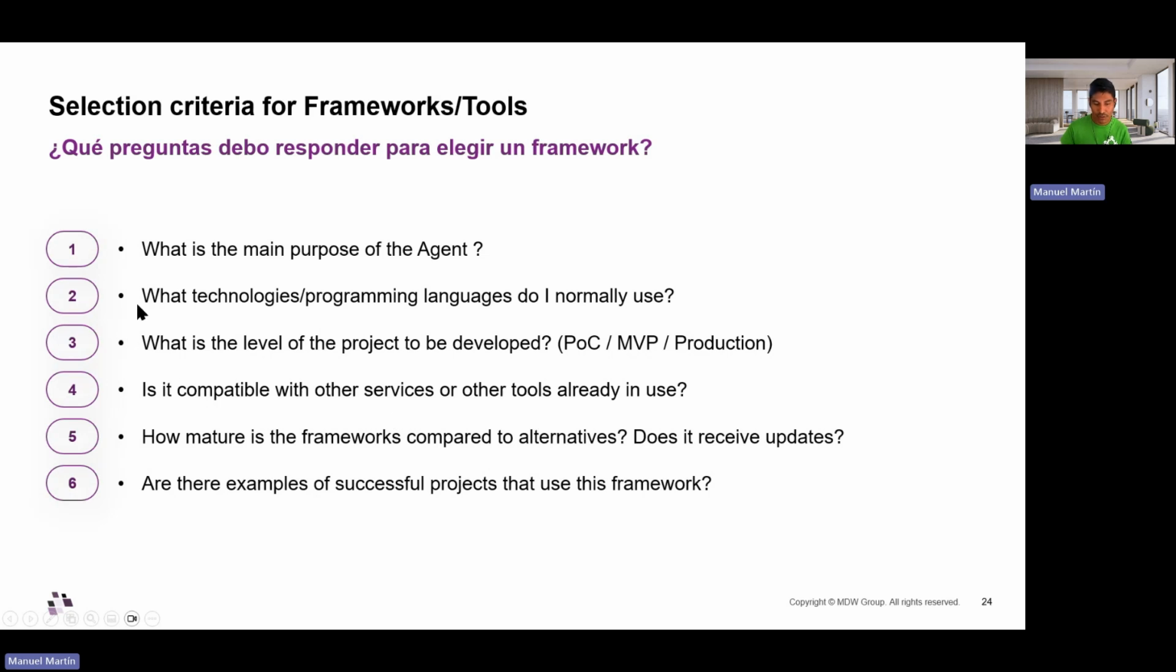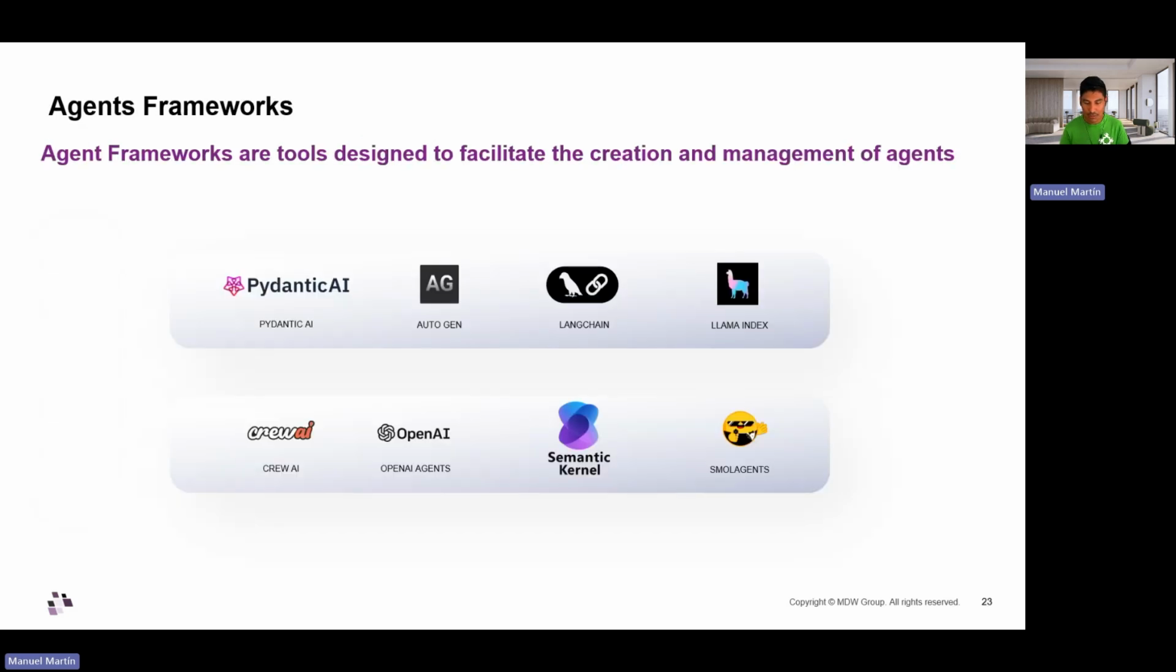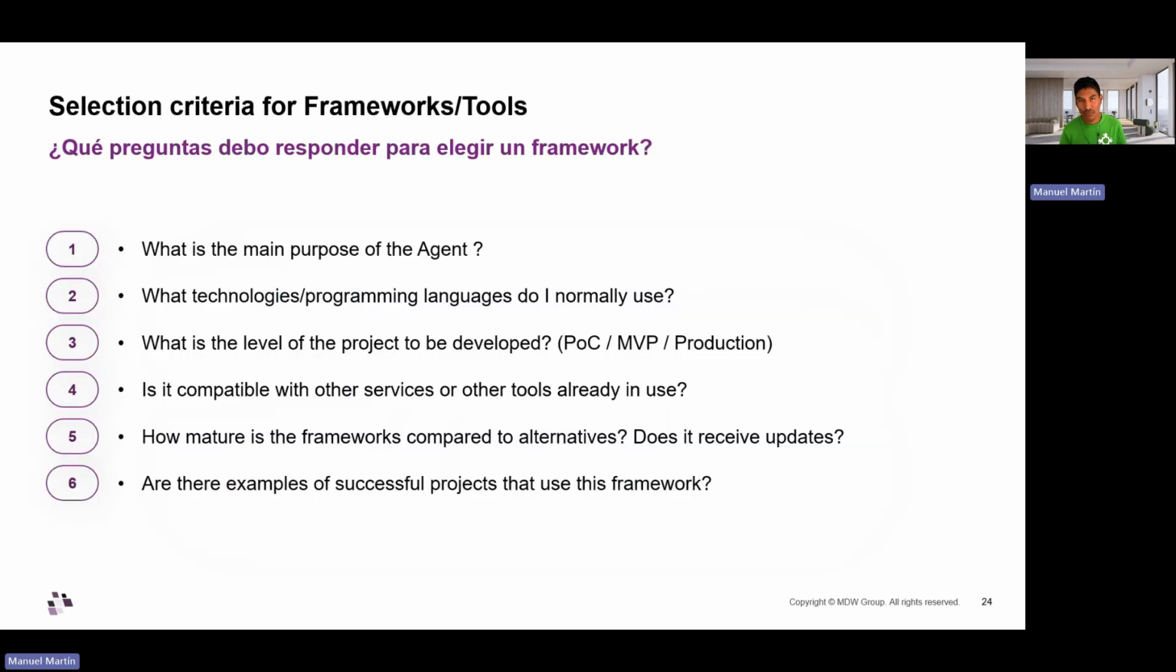It's compatible with other services. This is quite related with the second one. How mature is the framework compared with other alternatives, and what is the frequency of the updates of those frameworks? Well, the interesting answer here is that most of the frameworks are in an early stage of maturity because this technology is quite recent. Despite that, there are some libraries. One case is the semantic kernel, which started 4 years or 3 years ago, rather than others. For example, here we have the OpenAI agents that has only 3 months.